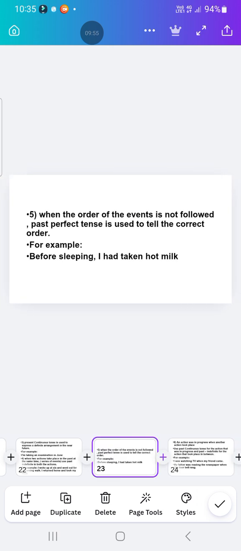Fifth, when the order of the events is not followed, past perfect tense is used to tell the correct order. For example, before sleeping, I had taken hot milk.